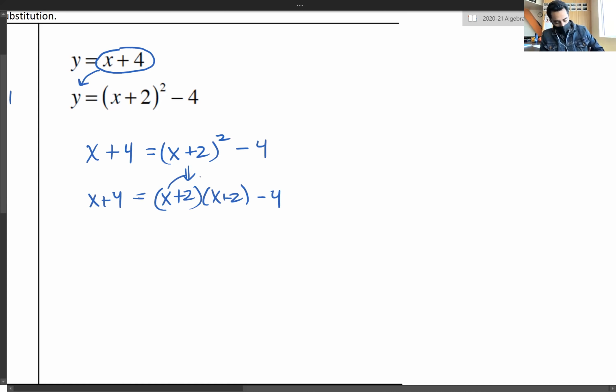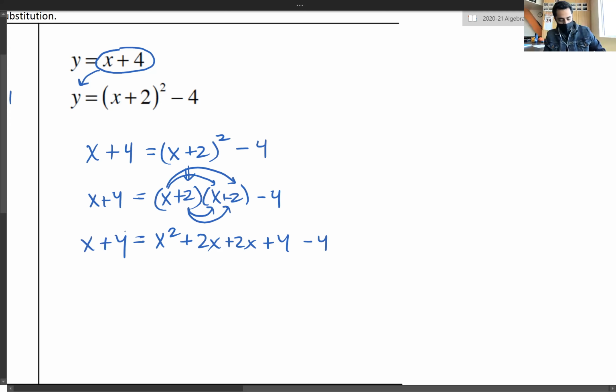So what do we have? Well, we expand, we get x squared. X times 2 is 2x. 2 times x is another 2x. And then 2 times 2 is positive 4. Bring down the minus 4 and the x plus 4 on the other side. Okay, so we can combine like terms. 2x and 2x is 4x. So we have x squared plus 4x. Negative 4 plus 4, these actually cancel each other out. So we have x squared plus 4x on one side and then x plus 4 on the other.